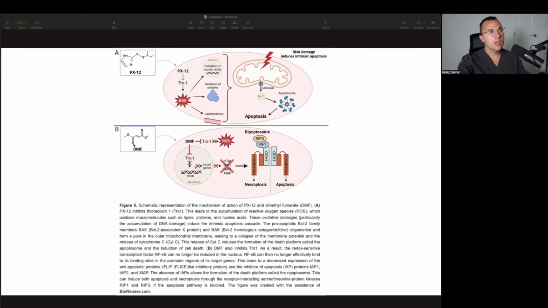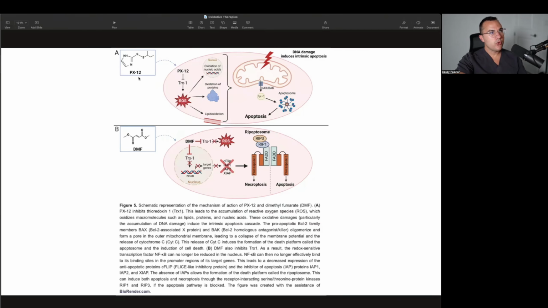And that's what we're seeing here. We're seeing DMF added to the cell. The DMF will then interact with the TRX1, again increasing reactive oxygen species, just like we saw in the past one, but also interacting with TRX and its ability to interact with the NF-kappa B. And then that allows for these anti-apoptotic proteins not to be created, which allows for apoptosis and necroptosis.